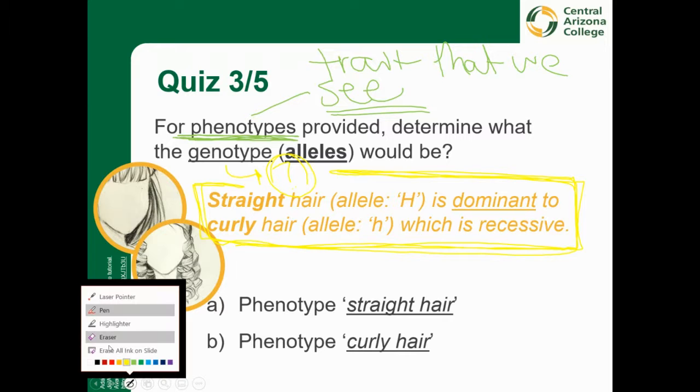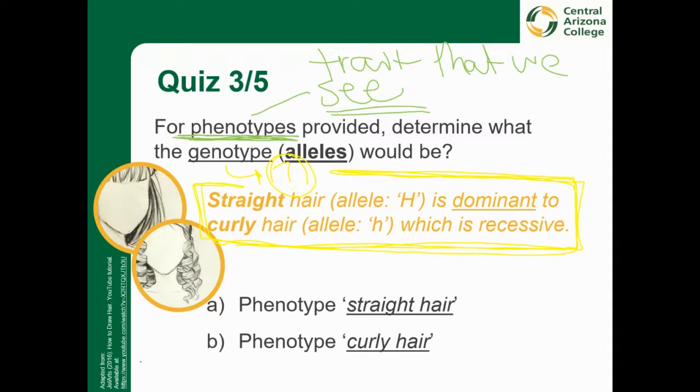And here I do want to remind you, when you're completing your lab, to bear in mind that there might be multiple options for a specific trait. So let's start with the straight hair. To see straight hair, we need to have inherited at least one dominant allele. It can be that we have inherited both alleles being dominant. In this case, it would be homozygous dominant. So capital H, capital H.